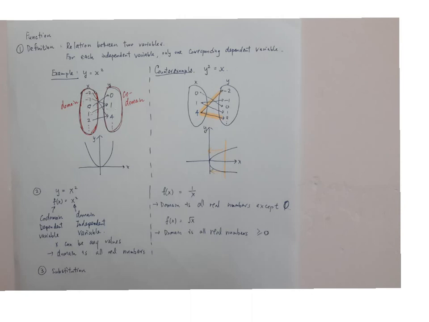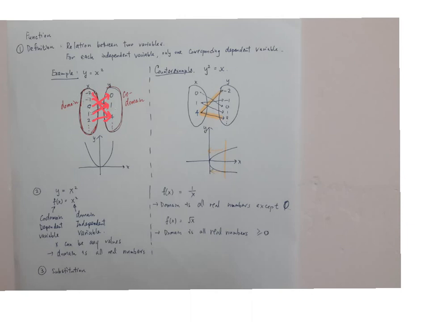Here are two examples. The first one is y equals x squared, another one is y squared equals x. If you look at the first example, when I substitute x equals -2, y would be 4. When I substitute -1, y would be 1. If I substitute 0, the answer would be 0. If I substitute 1, it would be 1.